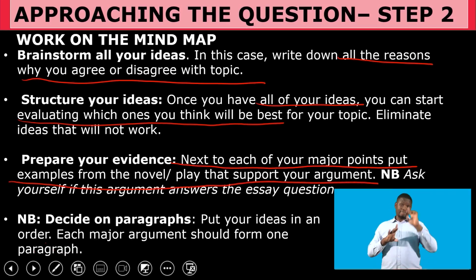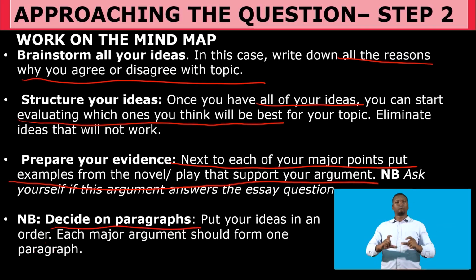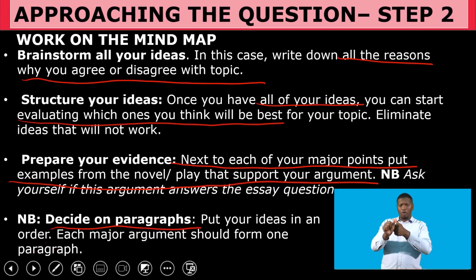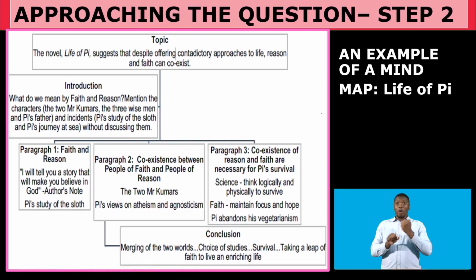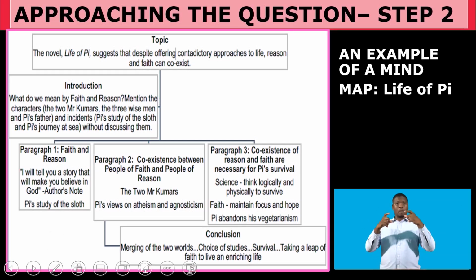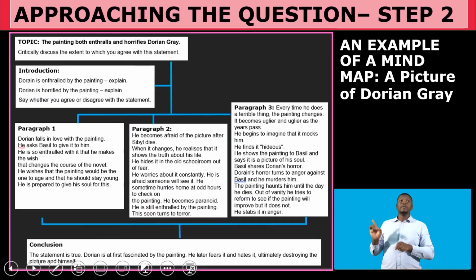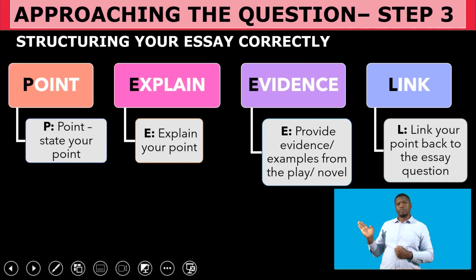And then decide on the paragraphs. Put your ideas all in order. Now, this is an example of a Life of Pi spider diagram of how you're going to plan it. You have your topic, your introduction, your first paragraph, your second, your third, and then your conclusion. And then you will do the same if you chose to do the Dorian Gray novel.